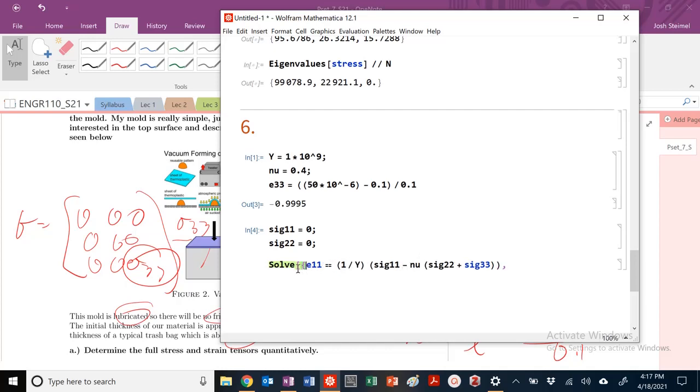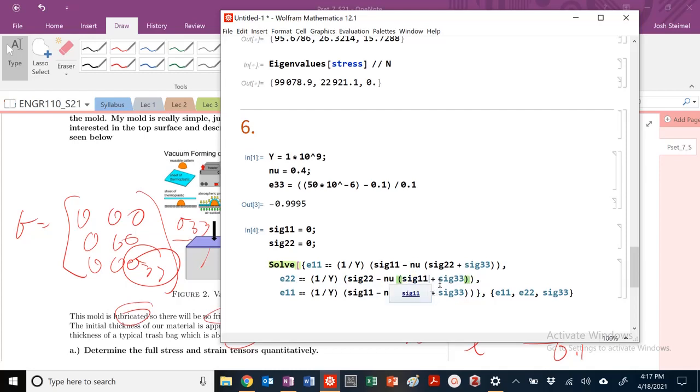I'm not going to do a squiggly bracket here. I'm going to solve for all of these simultaneously. And then I'm going to solve for my E11, my E22, and my sig33. So I need to change these to 2. I need to do this to 2.